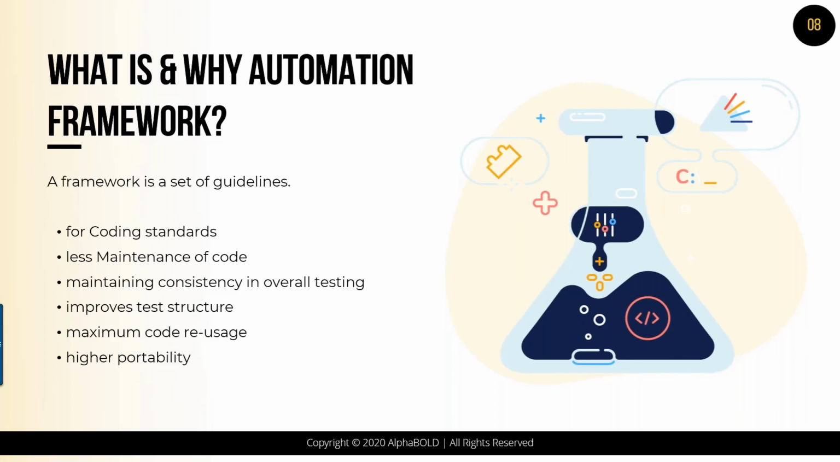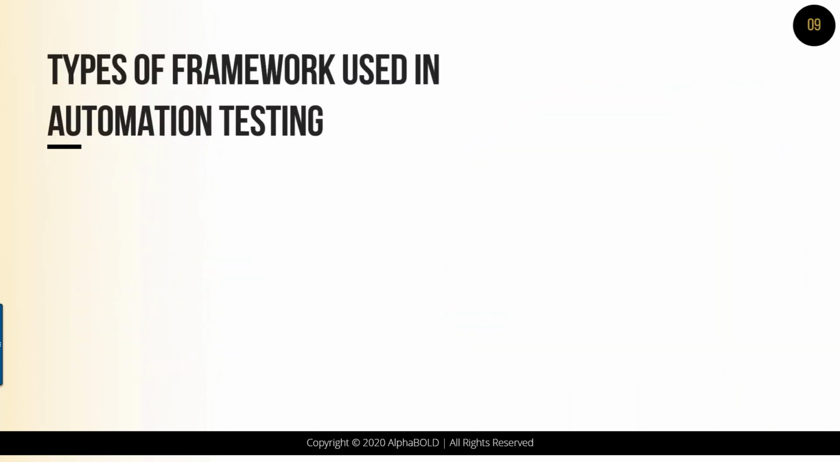That improves the test structure and maximizes code reuse. Once you have written functions and methods for particular actions, you can use them anywhere in the application where those functions are needed. They have higher portability. Once the framework is fully developed and matured over time, you can port it anywhere within the limits of the application. So let's talk about the frameworks used in automation testing.